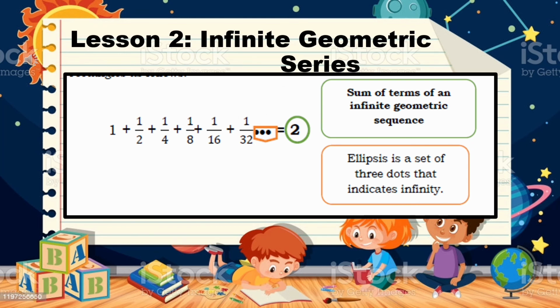Lesson 2, Infinite Geometric Series. If we say infinite, it's continuous, unstoppable. So we have here, for example, 1 plus 1 half plus 1 fourth plus 1 eighth plus 1 over 16 plus 1 over 32, and we have here the ellipsis. The 3 dots is called ellipsis. Ellipsis is a set of 3 dots that indicates infinity, means no end.